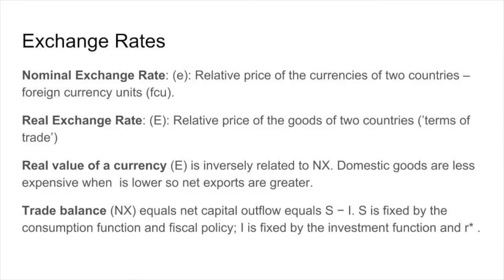Exchange rate. Nominal exchange rate is the relative price of the currencies of two countries. Real exchange rate is the relative price of the goods of two countries. Trade balance is when NX equals net capital outflow, which equals savings minus investment. Saving is fixed by the consumption function and fiscal policy. Investment is fixed by the investment function and the world interest rate. The real value of currency is inversely related to NX.